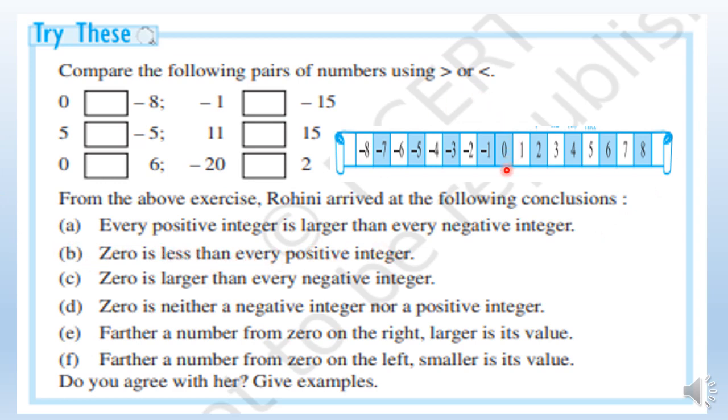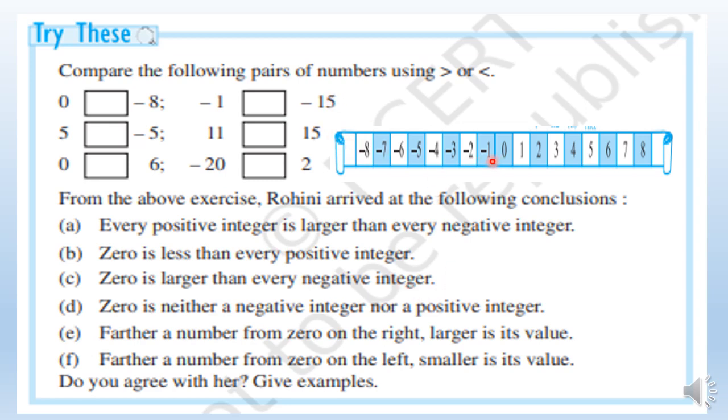Now 0 is here. If you observe 1, 2, 3, 4, all are positive integers and all are in the right direction. But 0 is in the left direction of all these numbers. So 0 is smaller than all positive integers. 0 is larger than every negative integer.